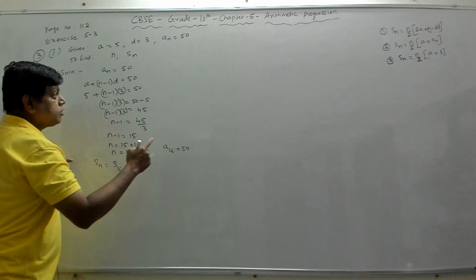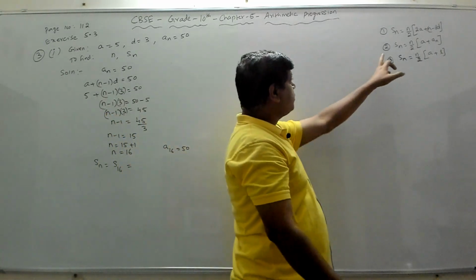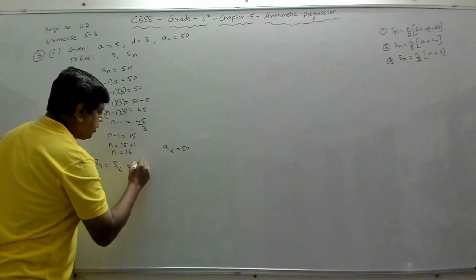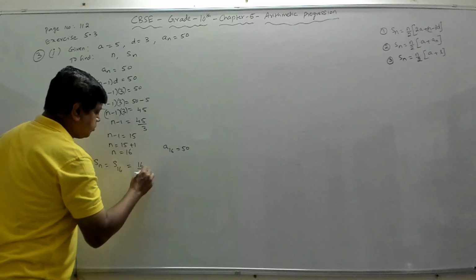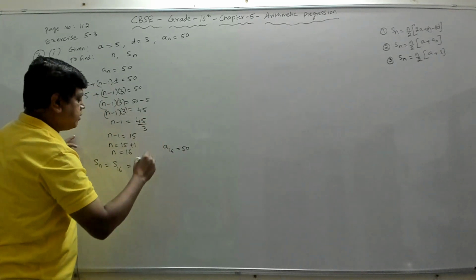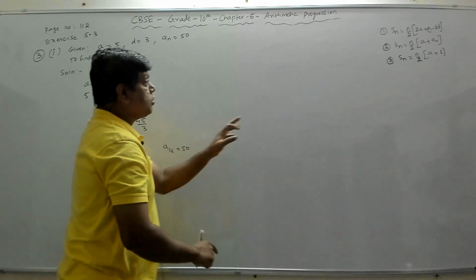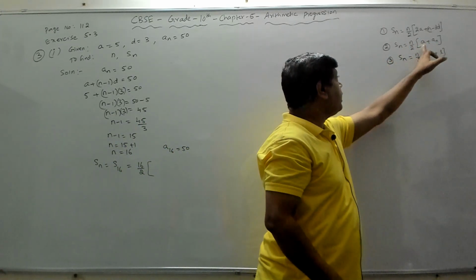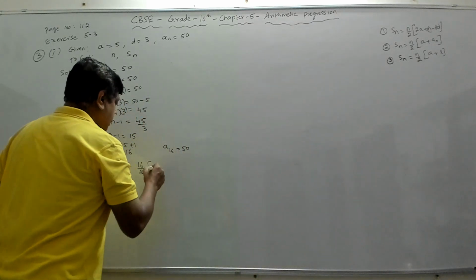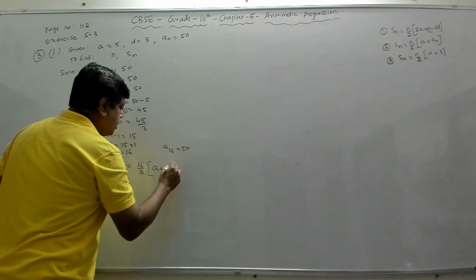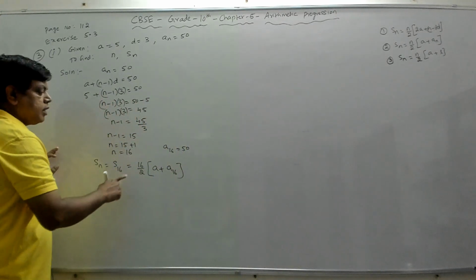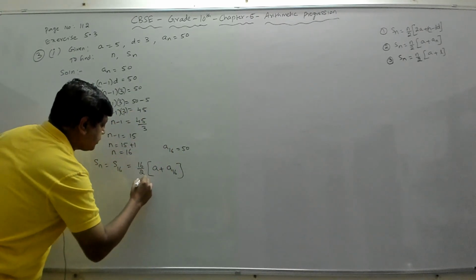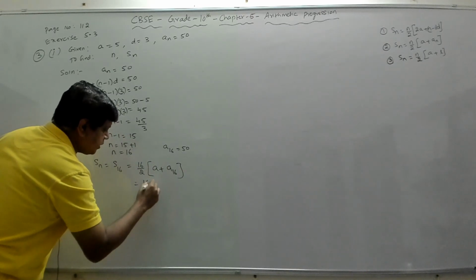So I'll use the second formula, which is n by 2 into a plus an, where n is 16. So 16 by 2 into a plus an, which means a plus a16. I'm just substituting n as 16 in that formula. So what do we get? 16 by 2, we can cancel and put it as 8 in the next step.